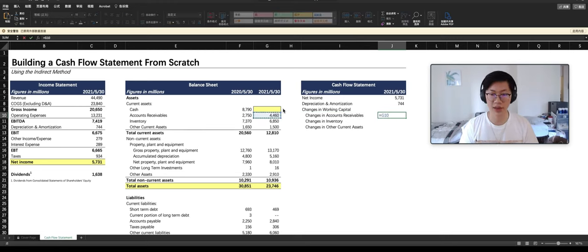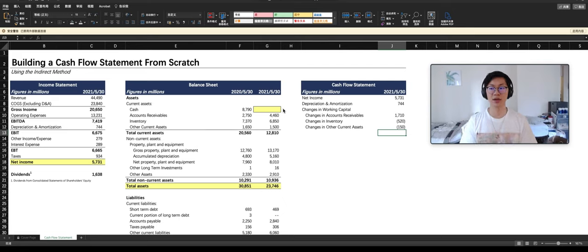Then changes in accounts receivable, changes in inventory, and changes in operating assets. One thing we need to note here is that on the asset side, if the asset increases, it basically means a cash outflow. On the liability side, it's the opposite, because if the liability increases, that means a cash inflow. If you think of it this way, when you spend more money on assets, you're going to pay for it, you're going to buy something, so it's a cash outflow. And with debt, if you're raising more debt, you get more cash, so it can be counted as a cash inflow.